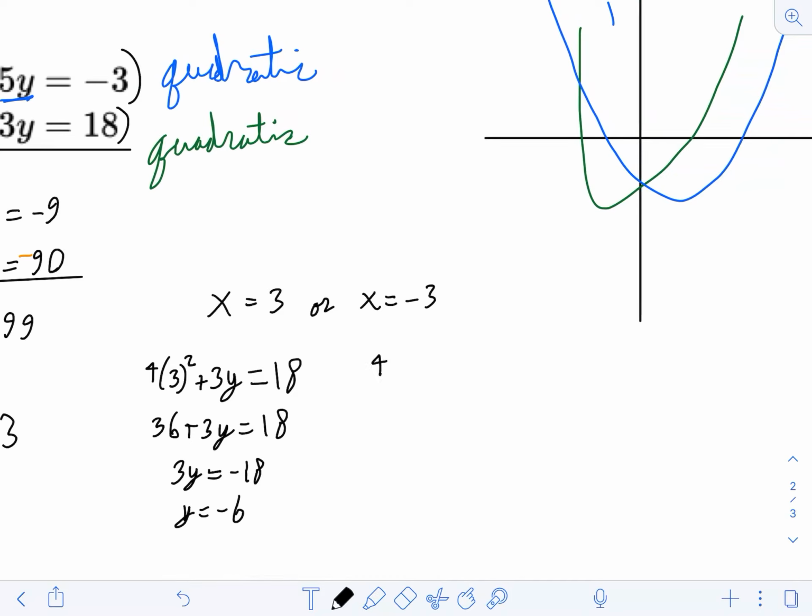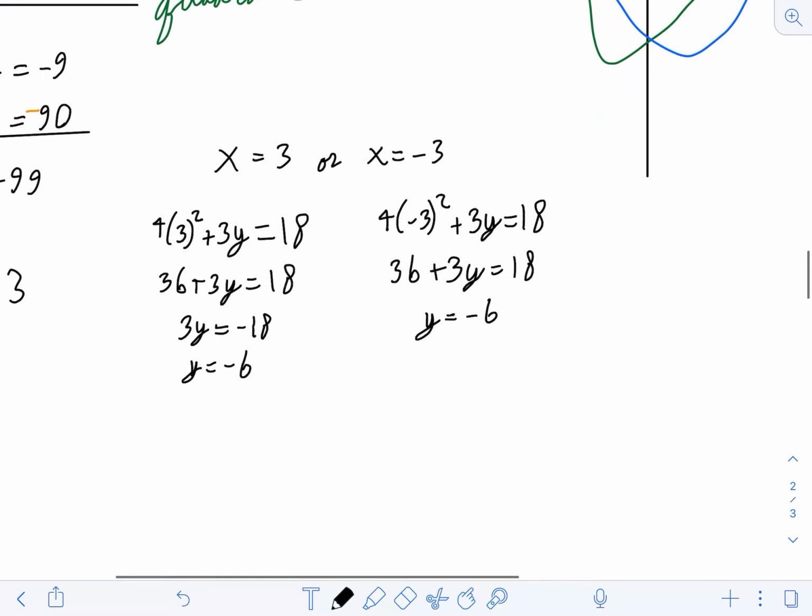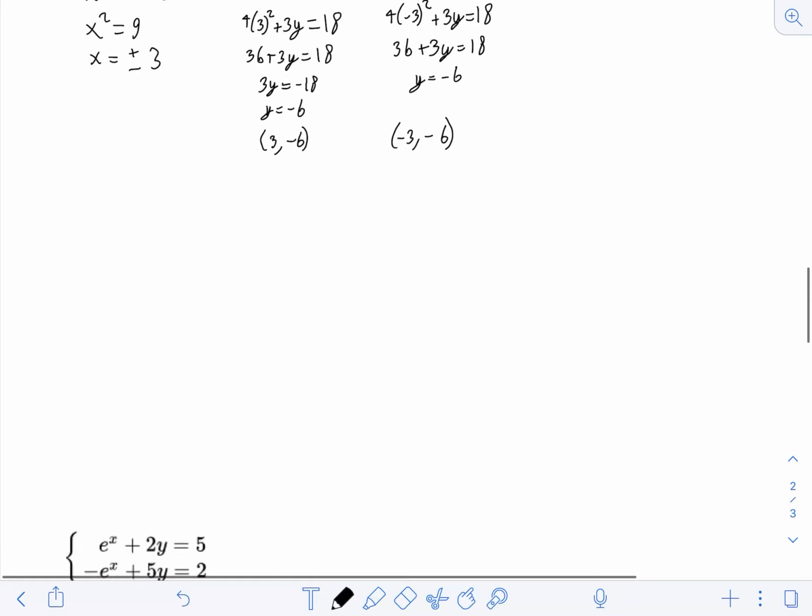On this one, we've got 4 times negative 3 squared plus 3y equals 18. Hey, wait a second. If I square negative 3 and multiply it by 4, I get 36, plus 3y equals 18. Subtracting, dividing, all that stuff, we end up with y is equal to negative 6. And so our two solutions here would be 3 comma negative 6 and negative 3, negative 6. So they will intersect twice at specific places.